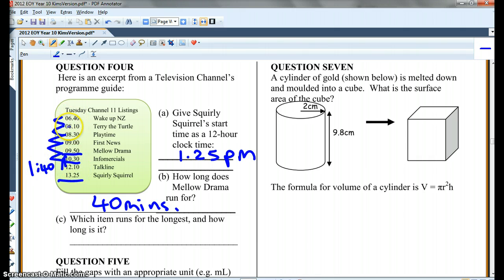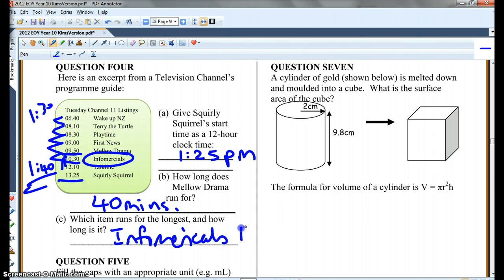And between here and here, from 6:40 to 7:40 is an hour, and then 7:40, so that's 1.5 hours. Might be best to put 2 dots there rather than a point. Point is a bit, it's not decimal, it's actually 25 minutes. Okay, so I've got the infomercials. And how long is it? 1 hour 40 minutes. Okay, so that's cool.